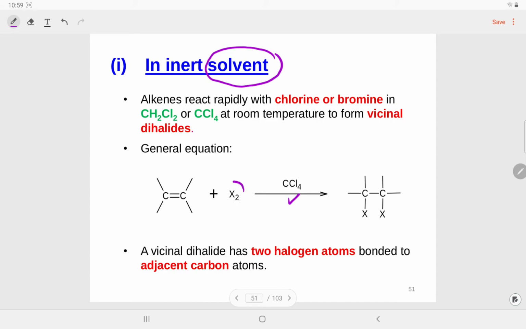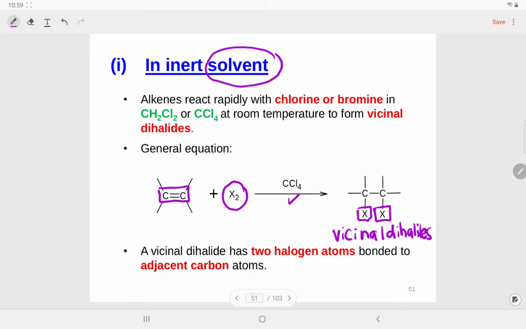So what happened? We just add 2 halogen atoms across the carbon-carbon double bond to form a saturated compound, with a single bond and the halogens added neighboring each other. So therefore, the product formed here we can call a vicinal dihalide.